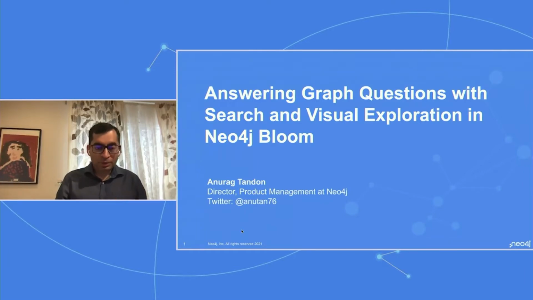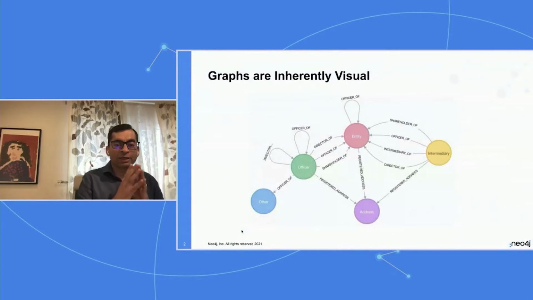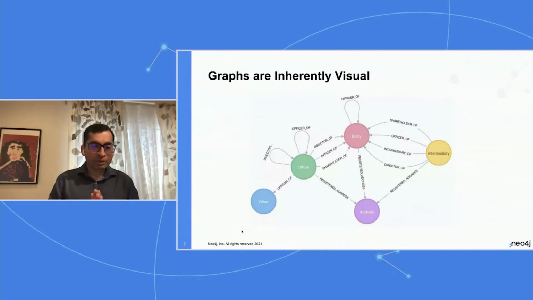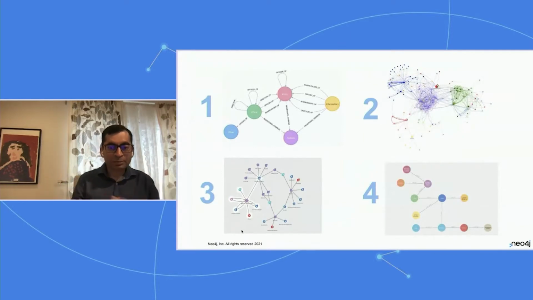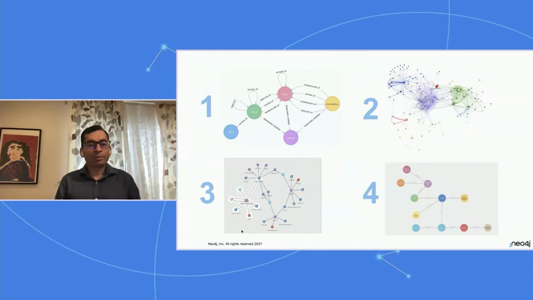Let's talk about Bloom. As you can see, this whole track is going to be about visualizations. Graphs are inherently visual. We have so many different options for you to look at your data in a visual way, no matter who you are and what your use case is. Here are some sample examples I pulled out of some blogs, because every time I hear somebody talking about Neo4j and what they've done with graphs, there is invariably a visualization in there.